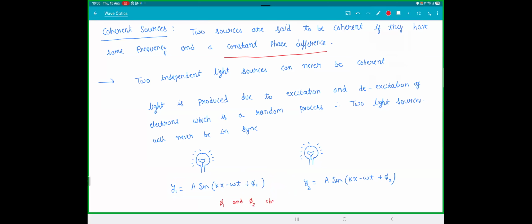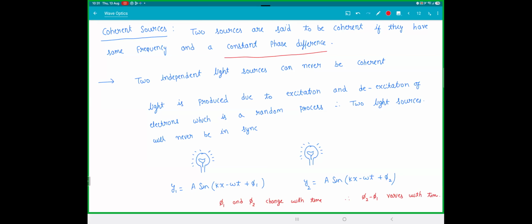They keep on changing every instant because the same bulb, the light it produces now is not the same light it will produce after the next moment. So the bulb itself is messed up. It doesn't even produce the same light every instant. And how can you say two different bulbs will be in sync? Therefore, the phase difference phi 2 minus phi 1 will also vary with time. So they can never be in sync.